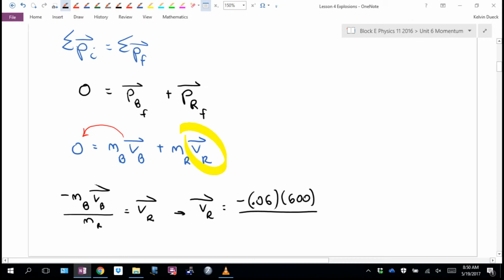Redeem yourself, Patrick. What was the mass of the rifle? 3. What do you get? I might be able to do this in my head. 600 divided by 3 is 200. Negative 12 or negative 1.2? Negative 12?